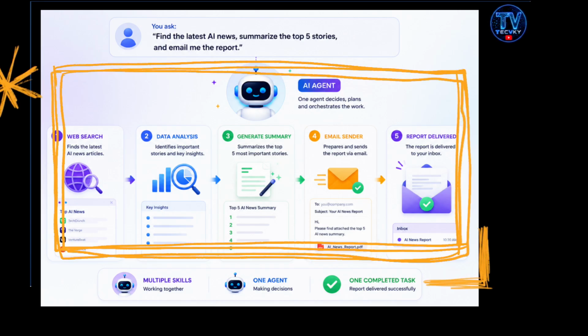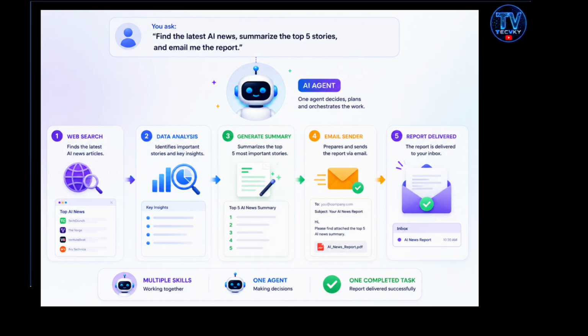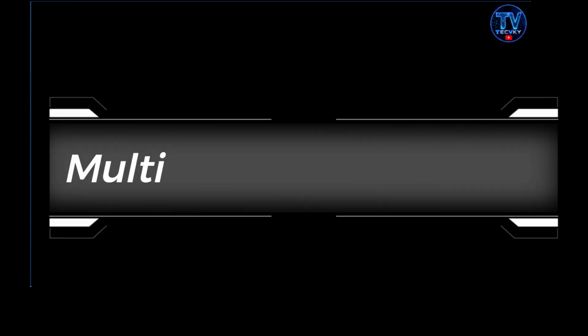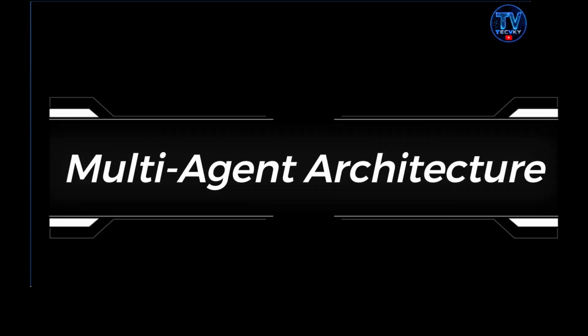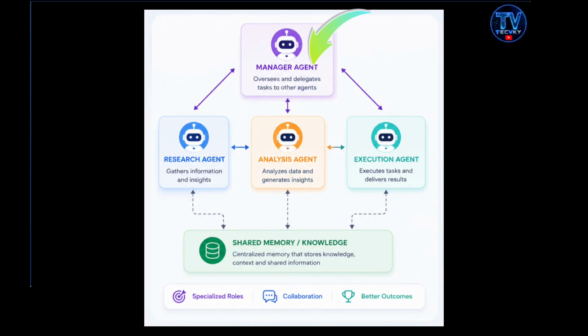Okay, so far we have seen a single agent architecture where one AI agent performs the entire task. But what happens when tasks become too complex for a single agent? That's where multi-agent architecture comes in. At the top, we have the manager agent. Think of this as a project manager or team lead. The manager agent doesn't do all the work itself. Instead, it coordinates other specialized agents and delegates tasks to them.